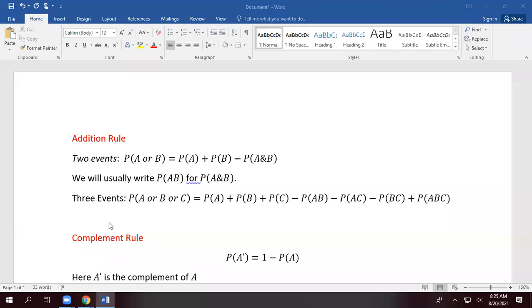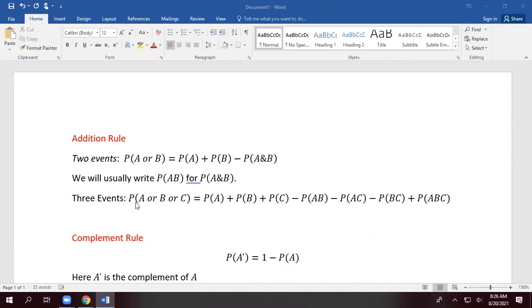Addition rule. For two events, the probability of A or B is equal to the probability of A plus the probability of B minus the probability of A and B. Usually, A or B is written as A union B, and A and B is usually written as A intersection B. We'll be using the shorthand P(AB) instead of P(A and B) mostly.